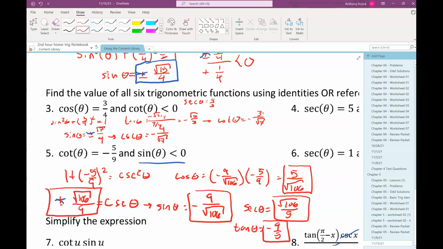So it's usually just the first one that's kind of the tricky one to get. From there, you're just basically using the reciprocal or quotient identities to get all the rest of them.